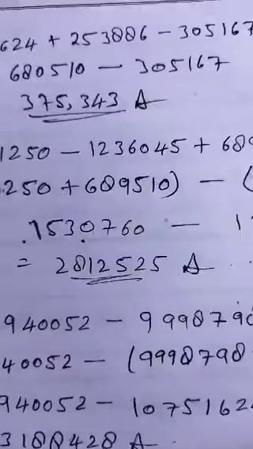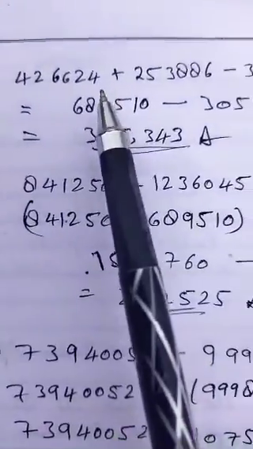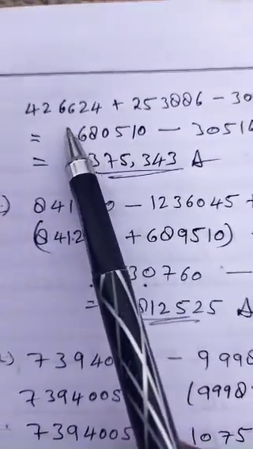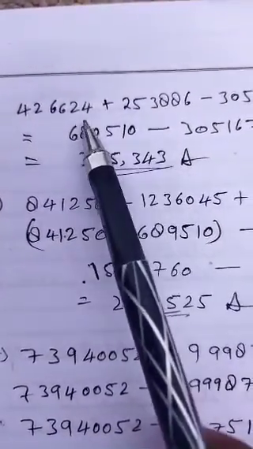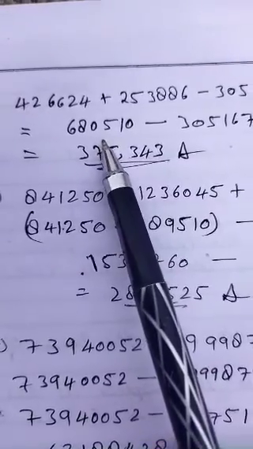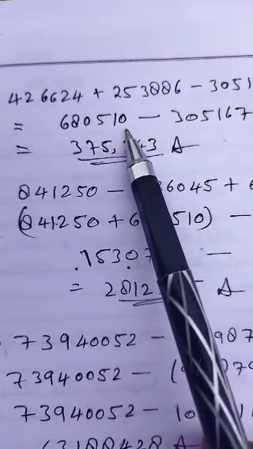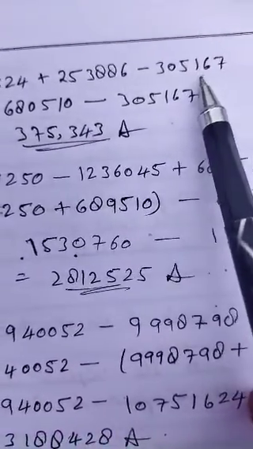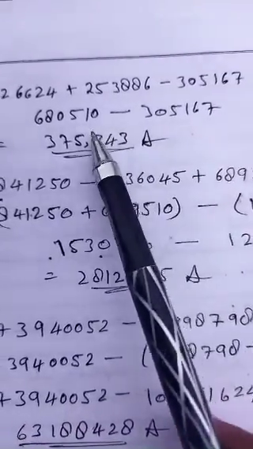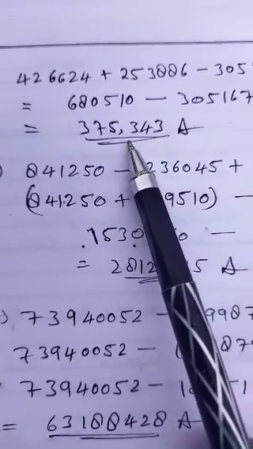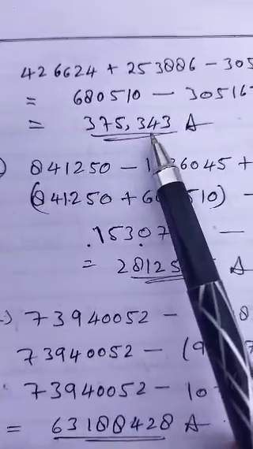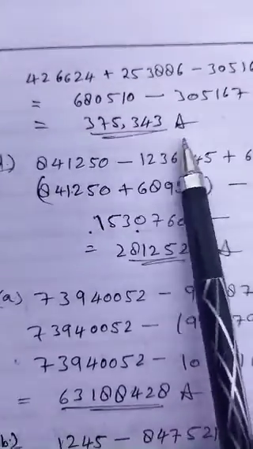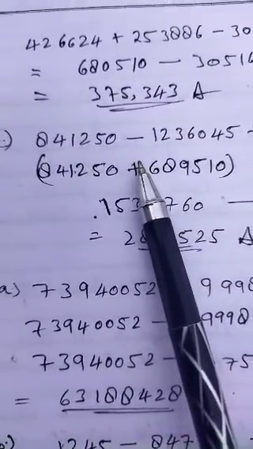See how. Here it is. First of all we will add these two numbers, then we will get the digit 680510, and then we will subtract these, then we will get our final answer. So in this way we have to add the numbers that carry the same sign.